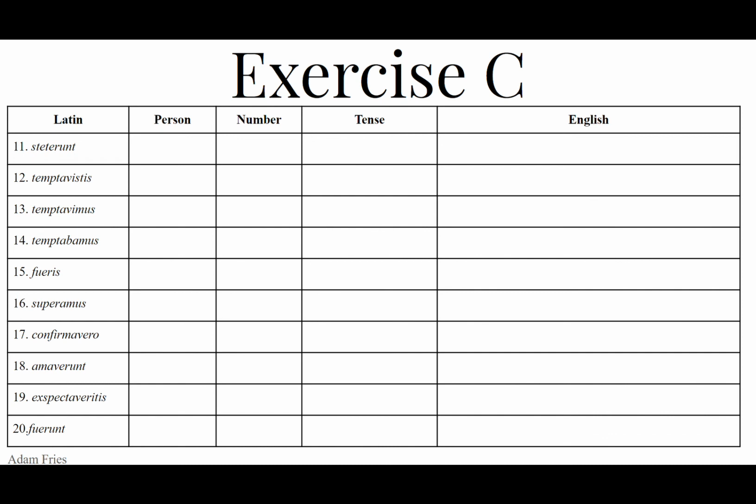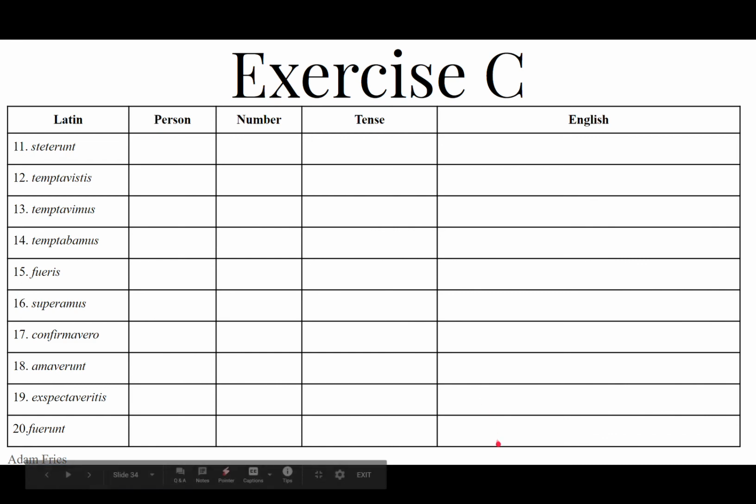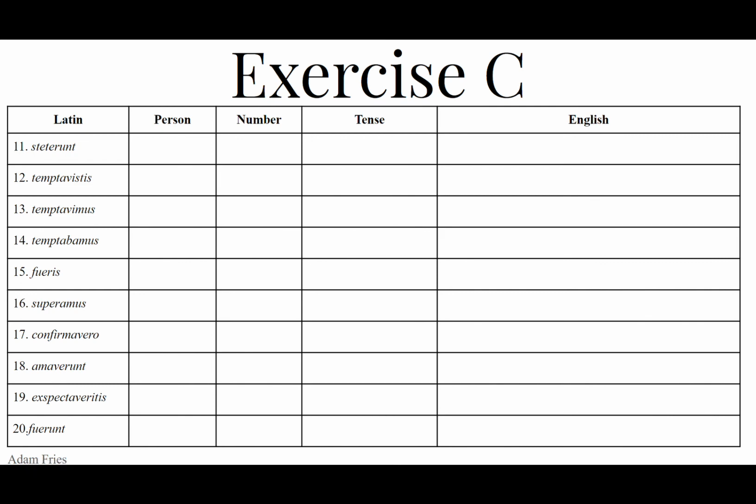And 20, fuerunt. Get used to those perfect personal endings. I, isti, it, imus, istis, erunt. Fuerunt, third person plural, perfect. They were, they have been. I often add a once, the adverb once, to my translations of the perfect. They once were. They once were this way, now not anymore, because the action is perfect. It's completed.